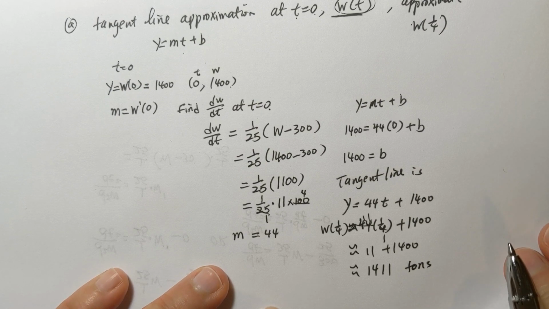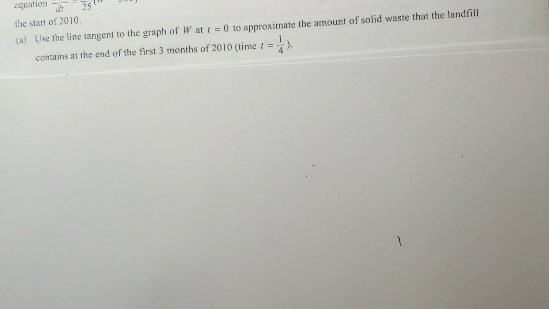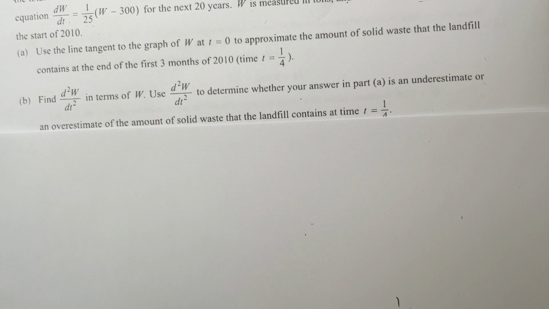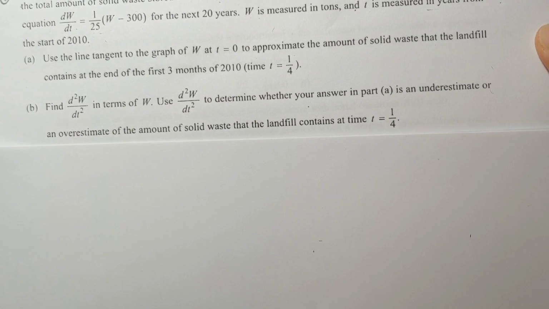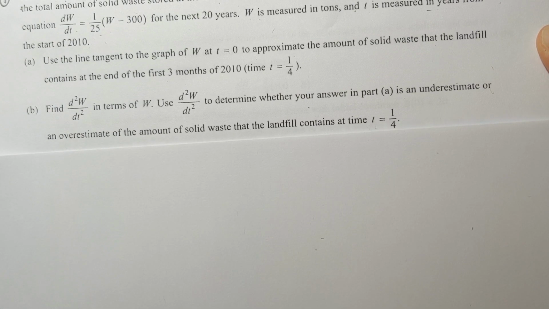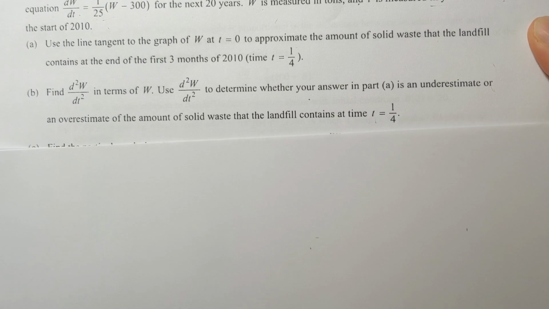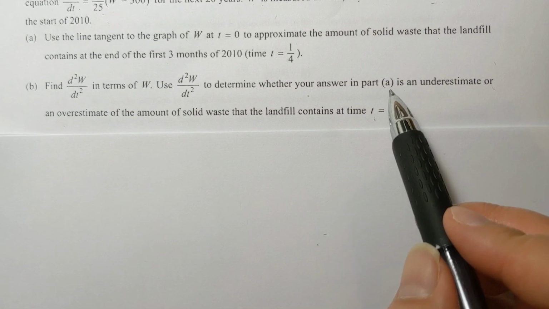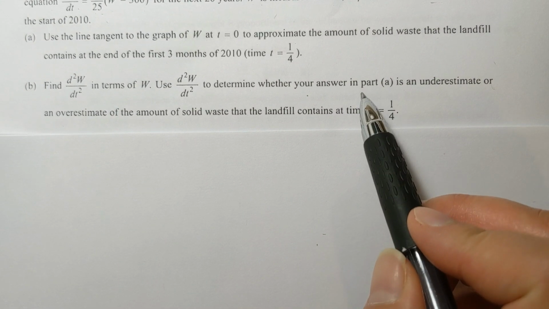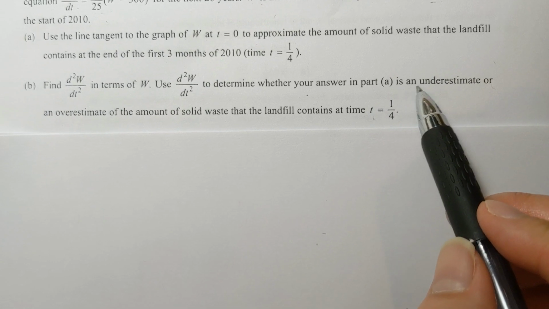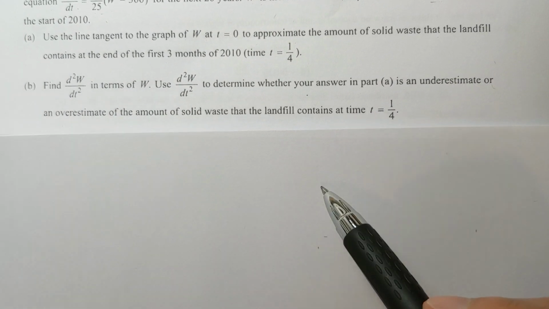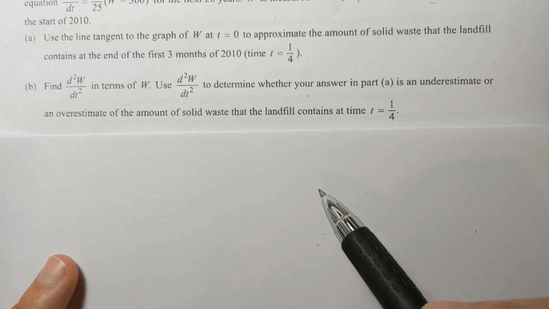Let's take a look at part B. Find the second derivative in terms of W. So it has to be in terms of W. Use the second derivative to determine whether your answer in part A, 1,411, is an underestimate or an overestimate of the amount of solid waste that the landfill contains at t equal to 1/4.